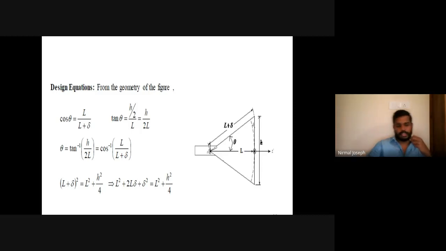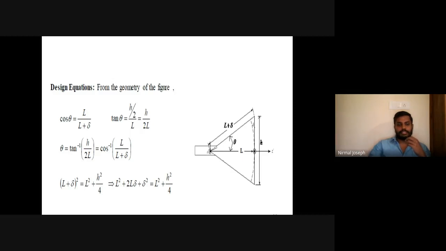So for designing the equations, you can draw this image just by understanding that the wavefront is becoming circular. That's the only thing you need to know to draw this picture. Okay, so you can take cos theta and tan theta from this. Cos theta is adjacent side by hypotenuse, L by L plus delta, and tan theta is opposite side by adjacent side, that is h by 2 divided by L.